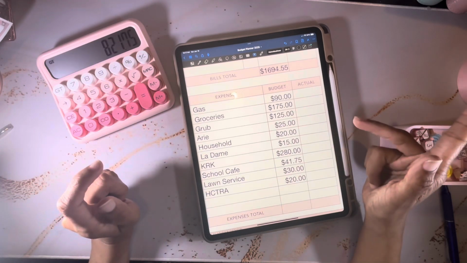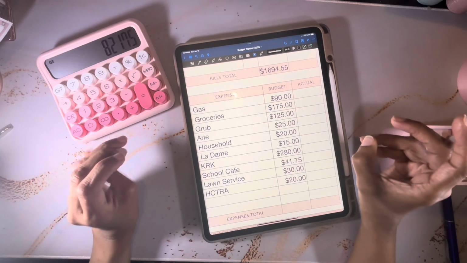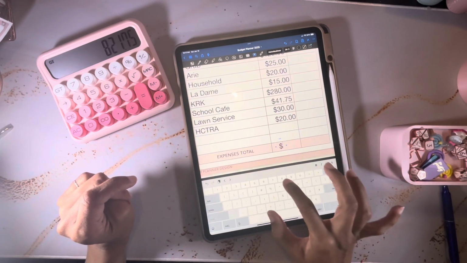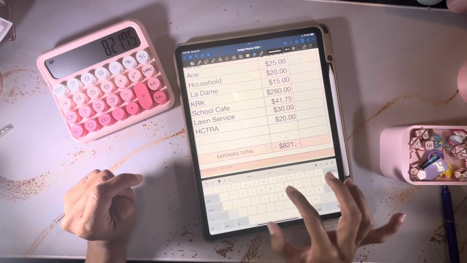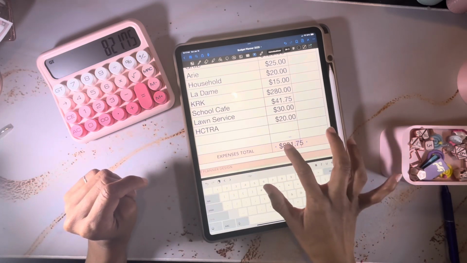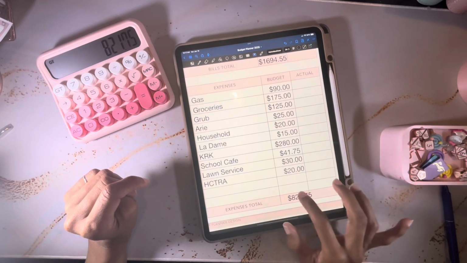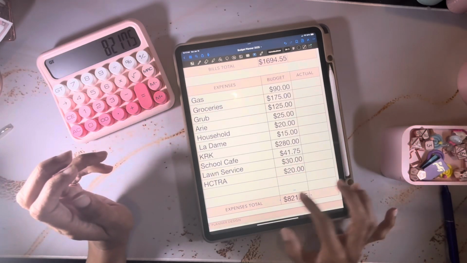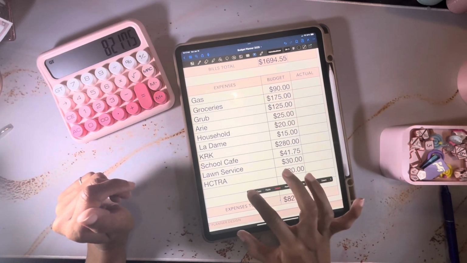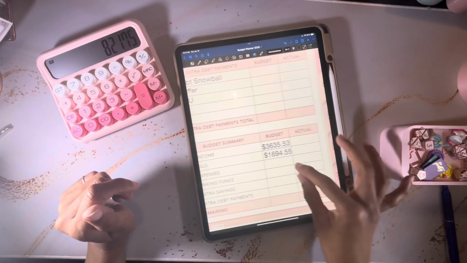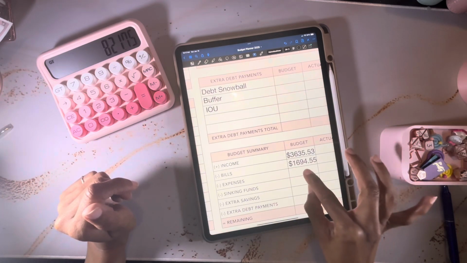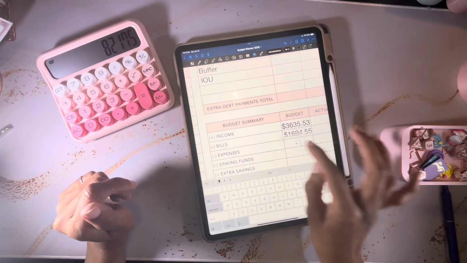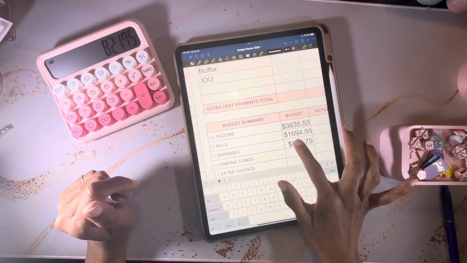Okay, and that gives me a total of $821.75. So let's go ahead and put that as our total. $821.75 is going to be our total for our expenses for this actual pay period. So let's go ahead and copy and put it over into our budget summary. Okay. Paste. So we have that in our budget summary.